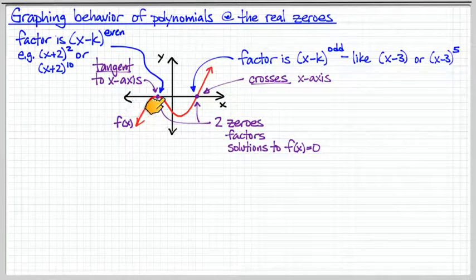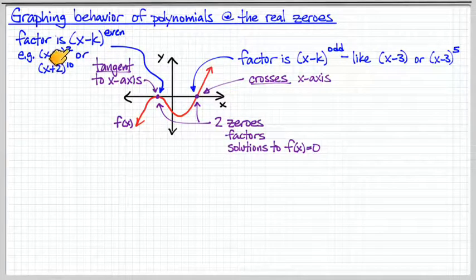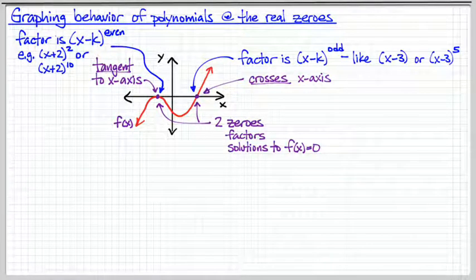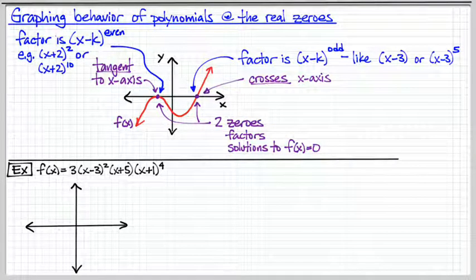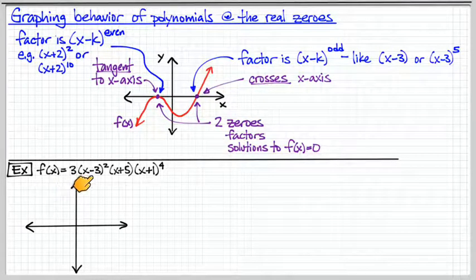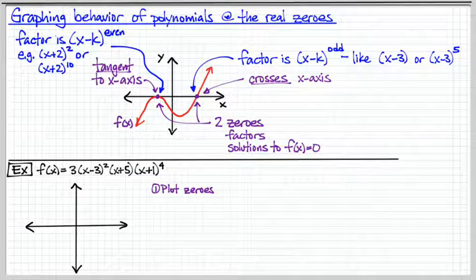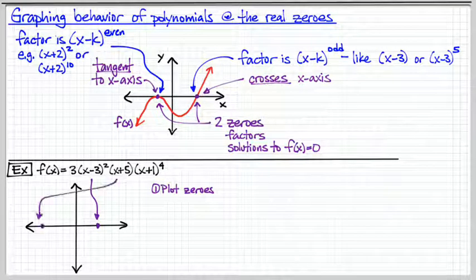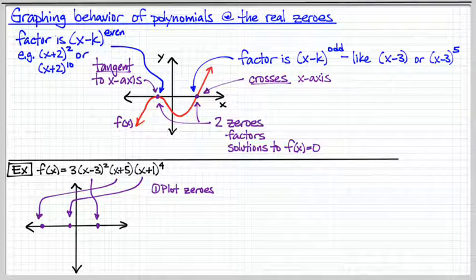So in this example here, say this is at -2. The factor is x plus 2, and in this case it's raised to an even power, like 2 or 10 or 4 or anything like that. So let's see how we can apply this to sketching out a polynomial function. Suppose we have this polynomial function all factored out for us. First thing to do, we plot the zeros. We have a 0 at 3, we have a 0 at -5, we have another 0 at -1.